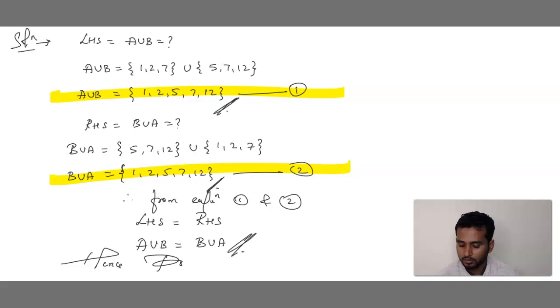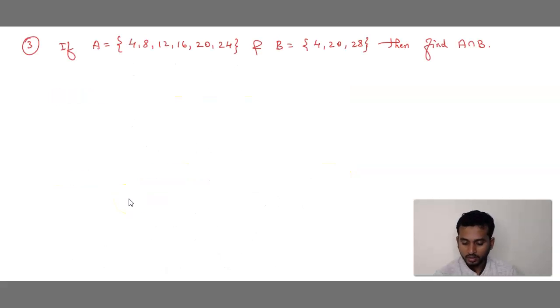Hence, proved. I hope you have understood how to solve this problem. Now let me solve one more problem. Question number 3. If set A is equal to {4, 8, 12, 16, 20, 24} and set B is equal to {4, 20, 28}, then find A intersection B.